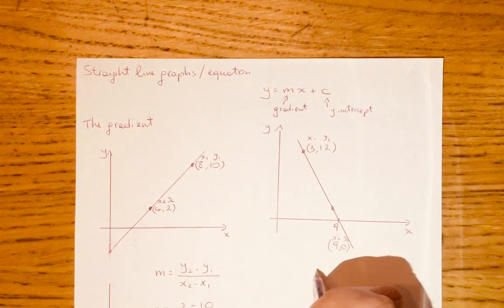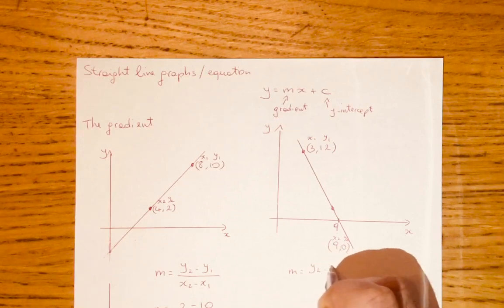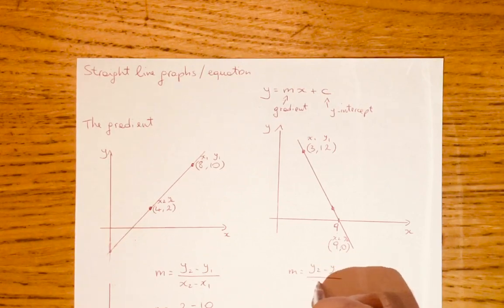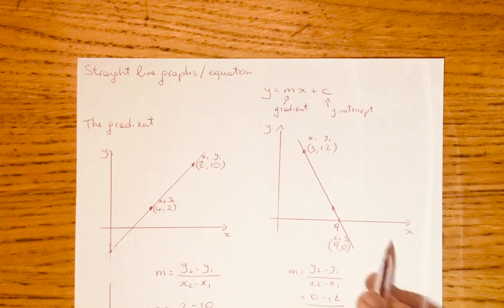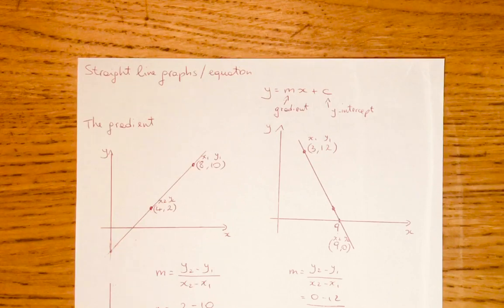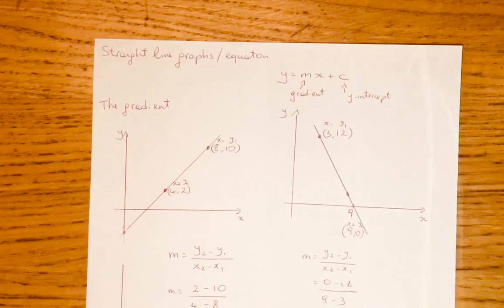Now I'm going to write the formula. m is equal to y2 take away y1 over x2 take away x1. So y2 take away y1 is 0 take away 12, over 9 take away 3. 0 take away 12 is minus 12, and 9 take away 3 is 6. A negative divided by a positive gives a negative answer, and 12 divided by 6 is 2. So it's negative 2.